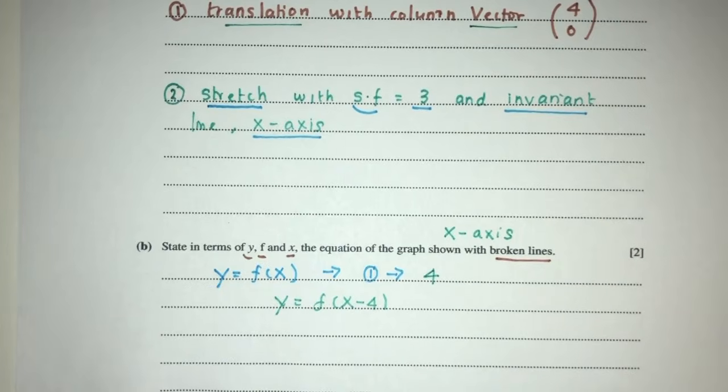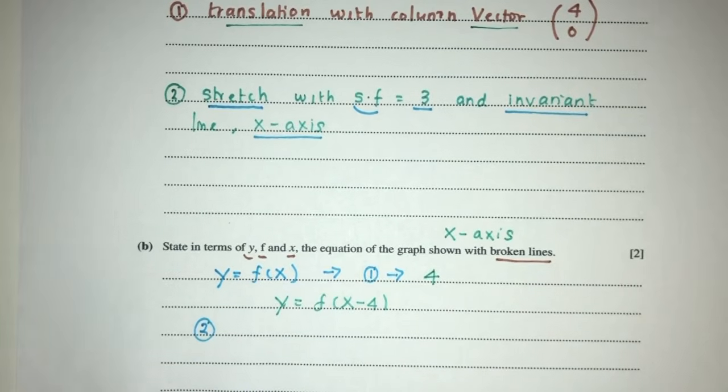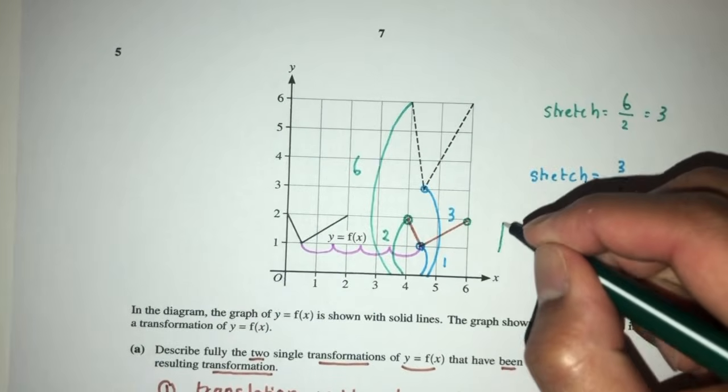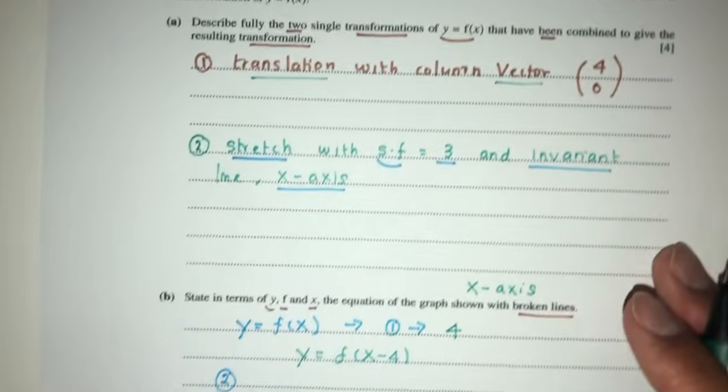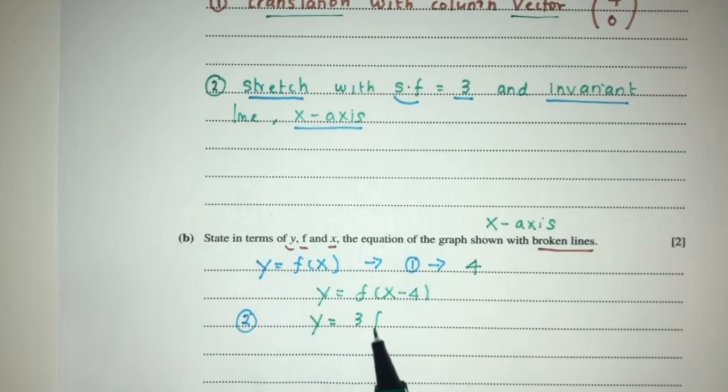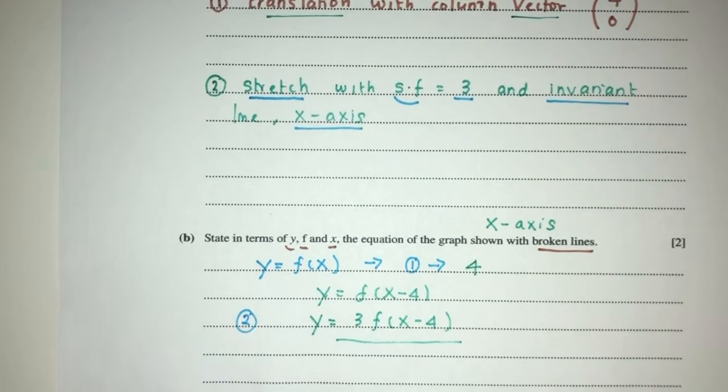I understand it is kind of counterintuitive because usually when you move on the y-axis up or down, it will be plus, but in this case, it has to be minus. That's the first step. Now, number 2, we have seen that we have applied a stretch of 3. And a stretch of 3 will be along the y-axis. So this is why we have to write y equal to 3f of x minus 4. This will be my new equation in terms of y, f, and x.